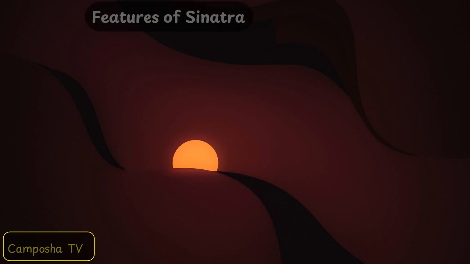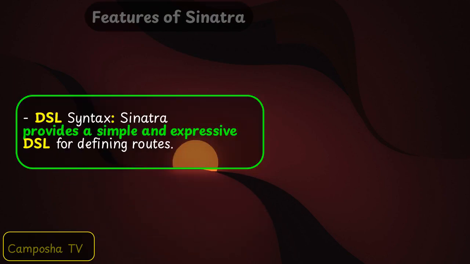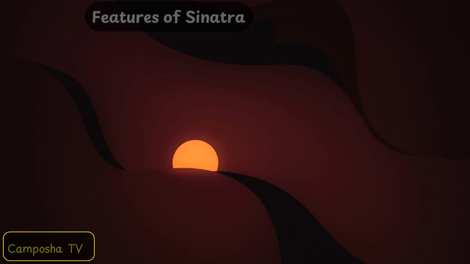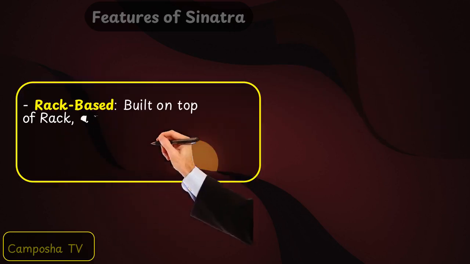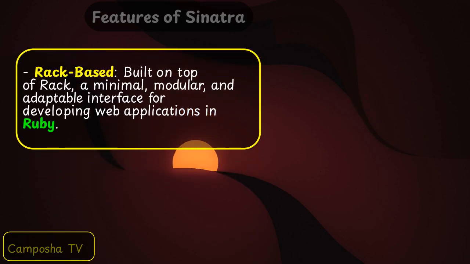Features of Sinatra. DSL syntax. Sinatra provides a simple and expressive DSL for defining routes. Rack-based. Built on top of Rack, a minimal, modular, and adaptable interface for developing web applications in Ruby.